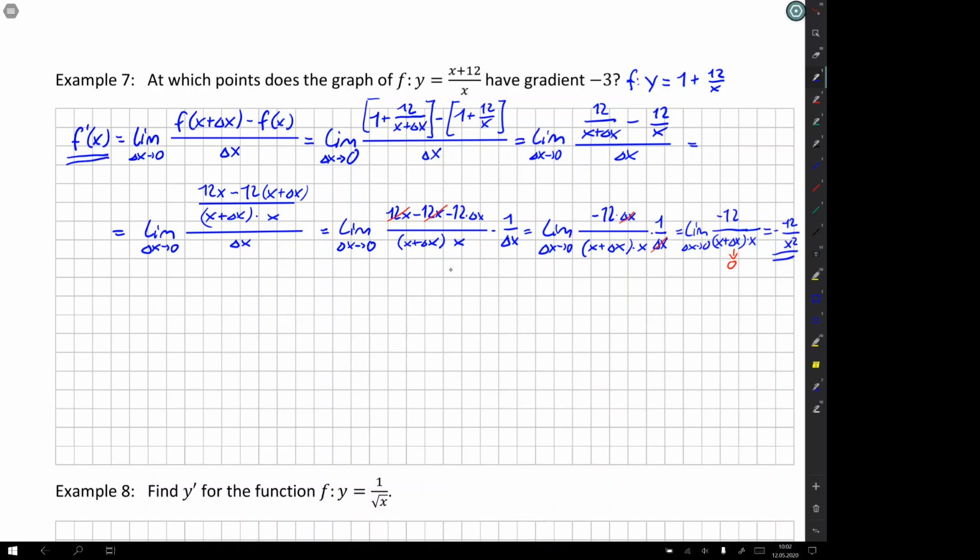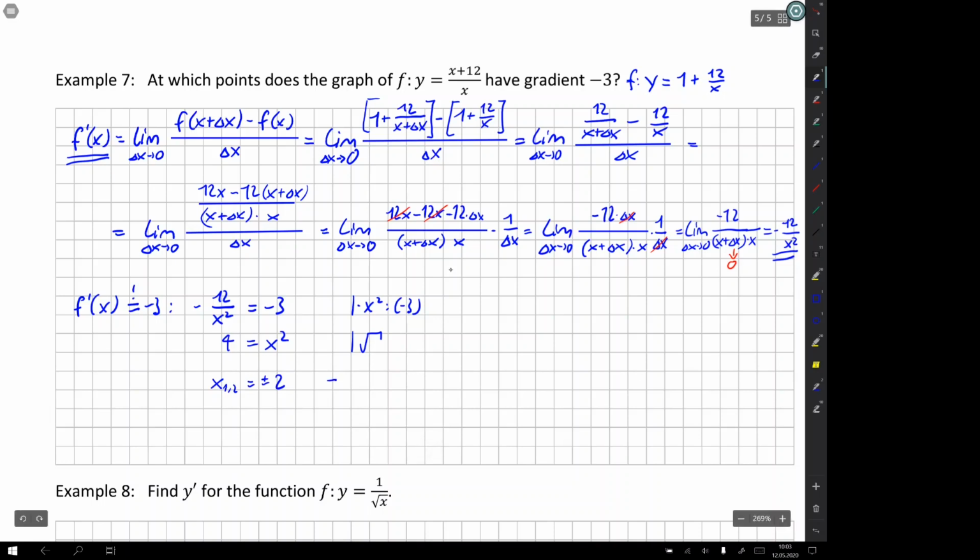And now we have just to find where the derivative function is equal to minus 3, because the derivative function tells us the gradient. So we want f dash of x to be equal to minus 3. So minus 12 divided by x squared should be equal to minus 3. So let's multiply with x squared and divide by minus 3. And we get 4 equals x squared, which means taking the root, x1 and x2 are plus and minus 2.